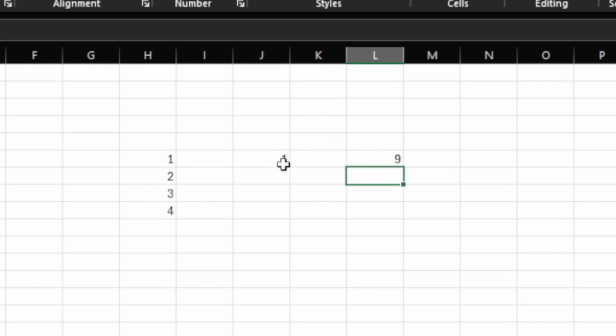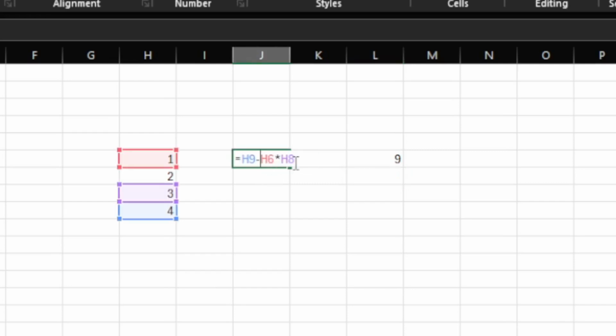Let us understand this, because this happens because of the operator precedence, the order in which Excel applies operators. In this cell, Excel first applies the multiplication operator and then the subtraction operator. That is, the operator precedence in this case is higher for multiplication. So Excel first multiplies the value in cell H6, that is 1, with the value in cell H8, which is 3. And then the result, which is 3, is subtracted from the value in H9. So 4 minus 3 is then 1. That's why we get 1.